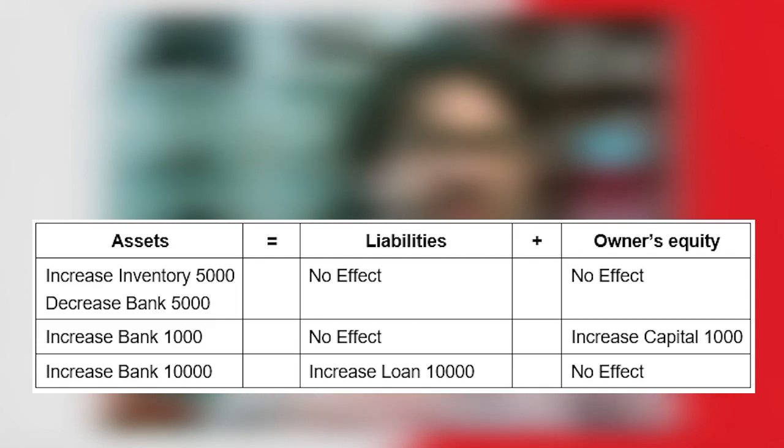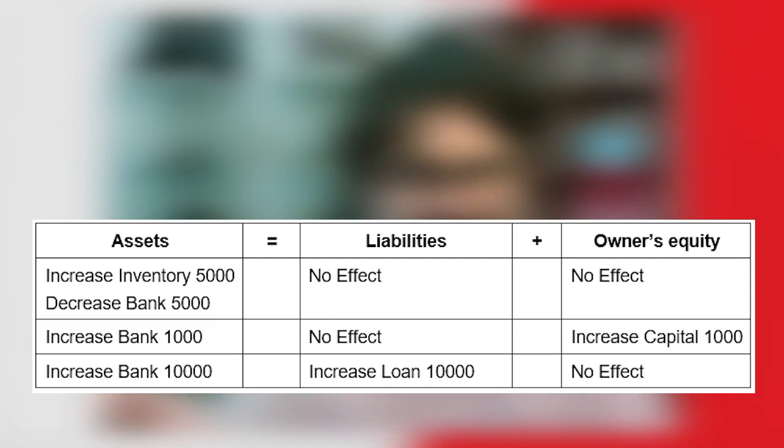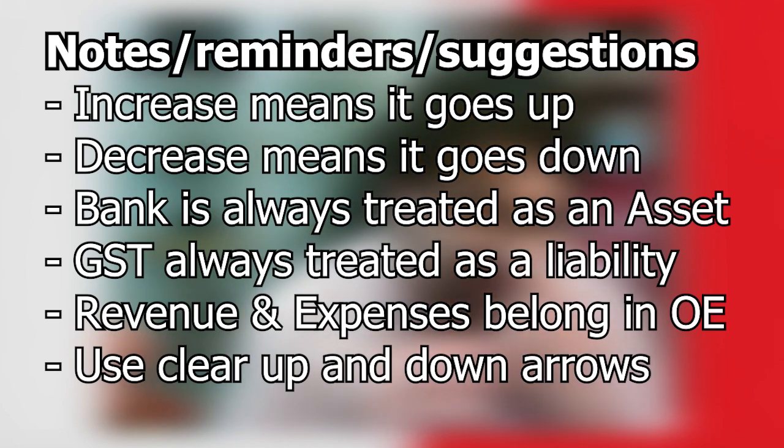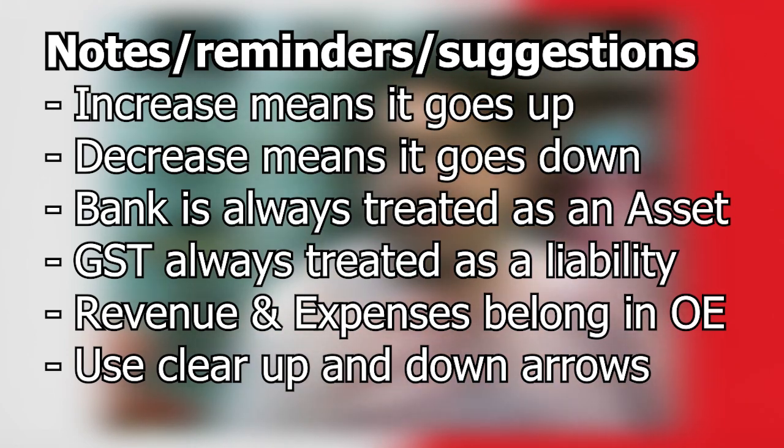Obviously, if it goes up, you add it on. If it goes down, you minus it. So that's the accounting equation. That's the most simplistic form. We do more complex transactions.